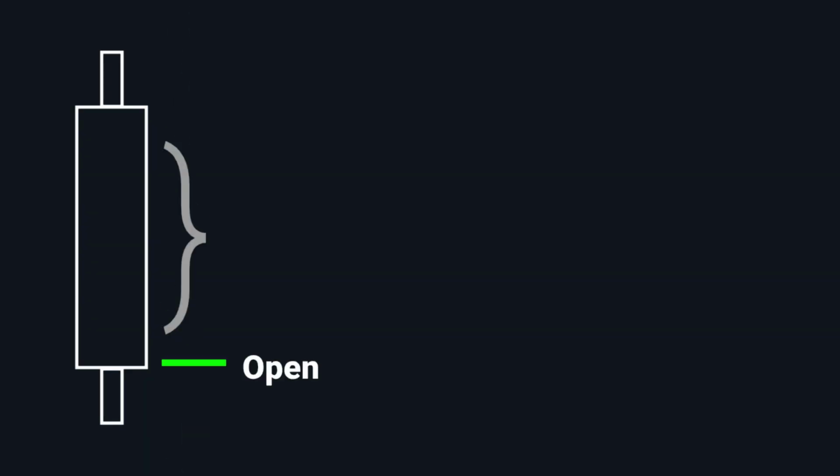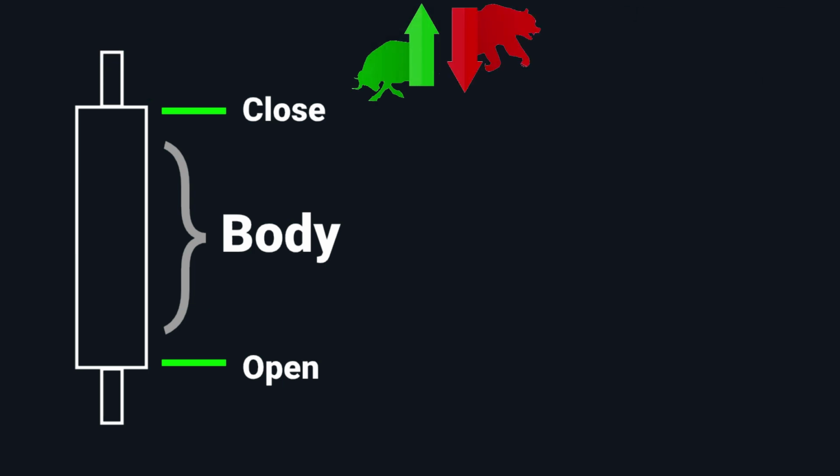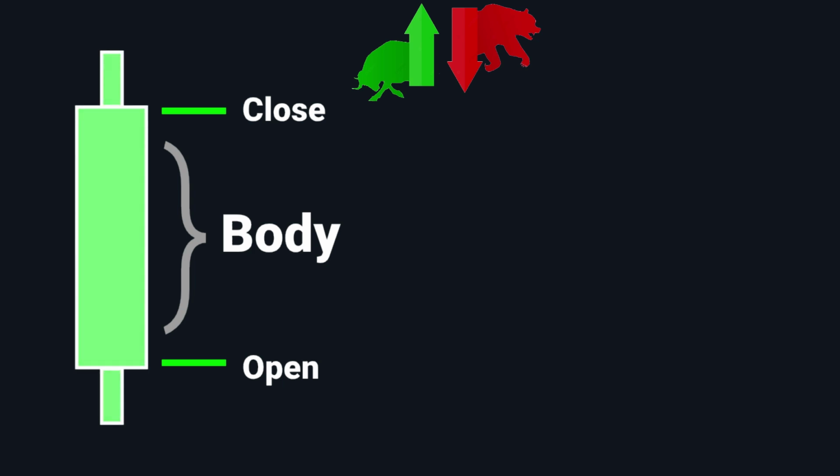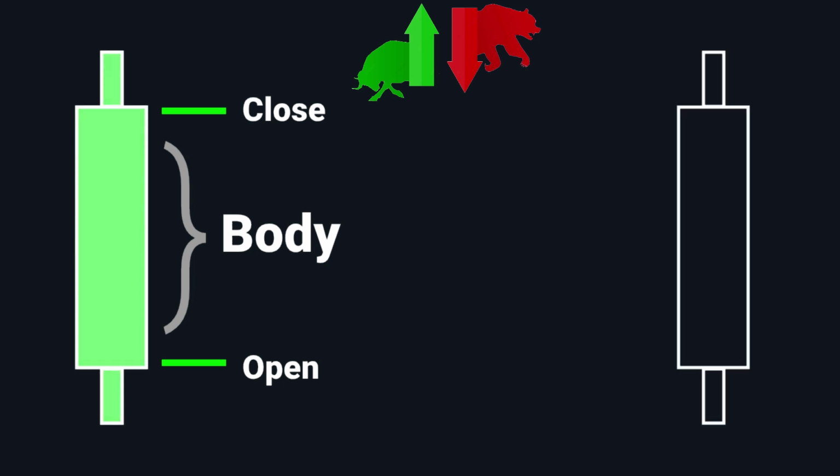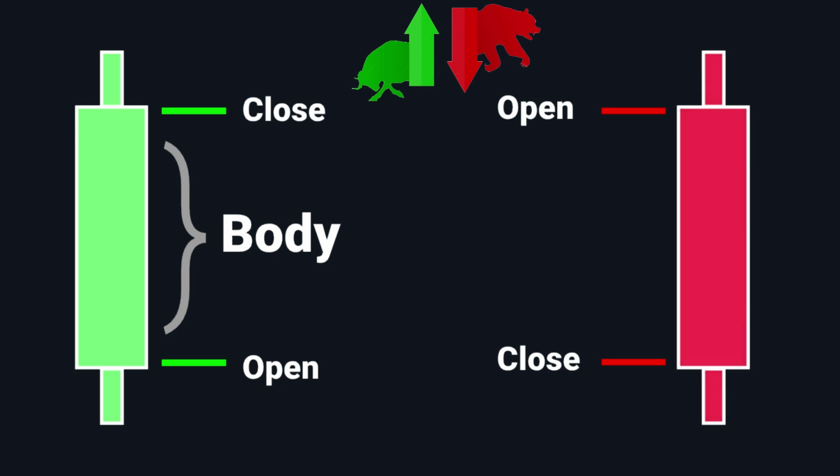The section between the opening and closing prices is known as the body. The color of the body reflects whether the price movement was bullish or bearish. When the closing price is higher than the opening price, the body is typically green, indicating a bullish movement. Conversely, when the closing price is lower than the opening, the body is usually red, indicating a bearish movement. While colors may vary across platforms, green and red are the most common.